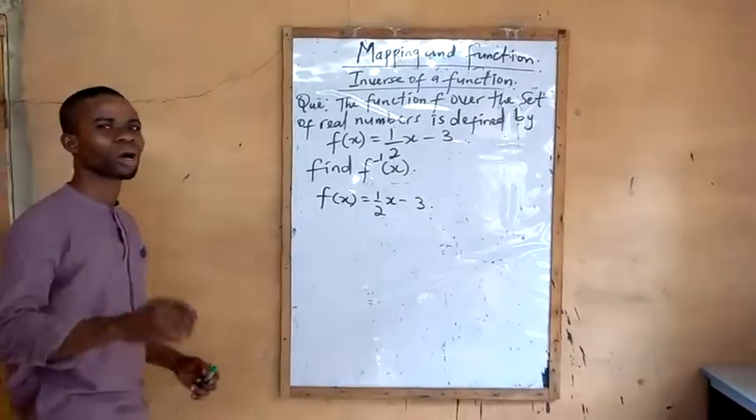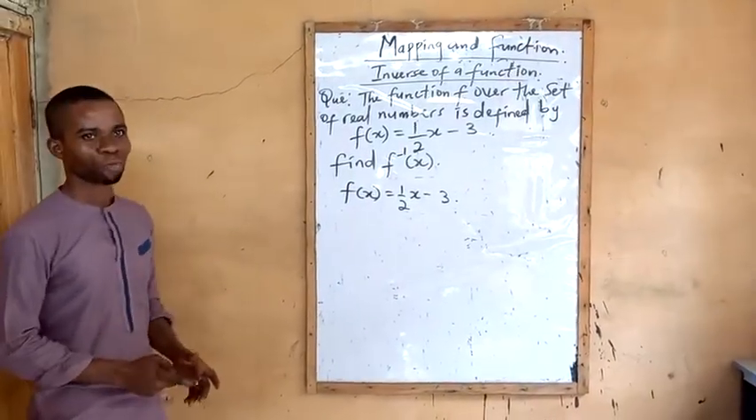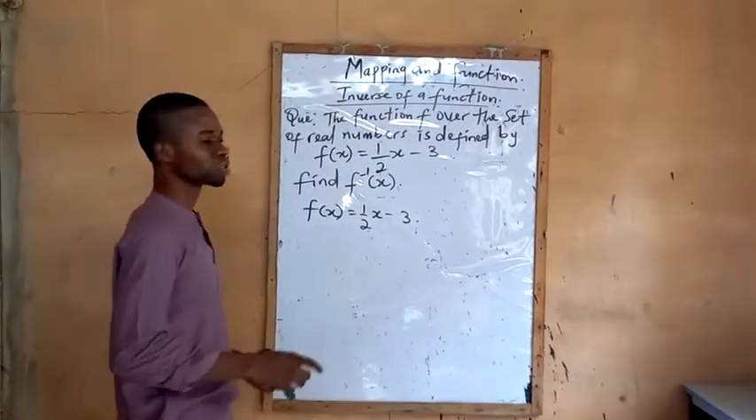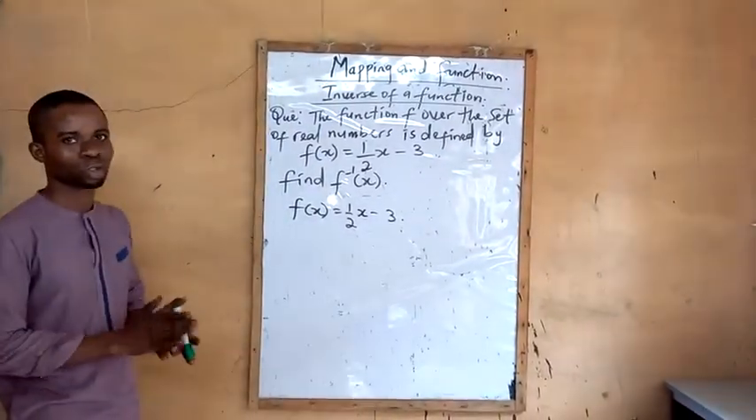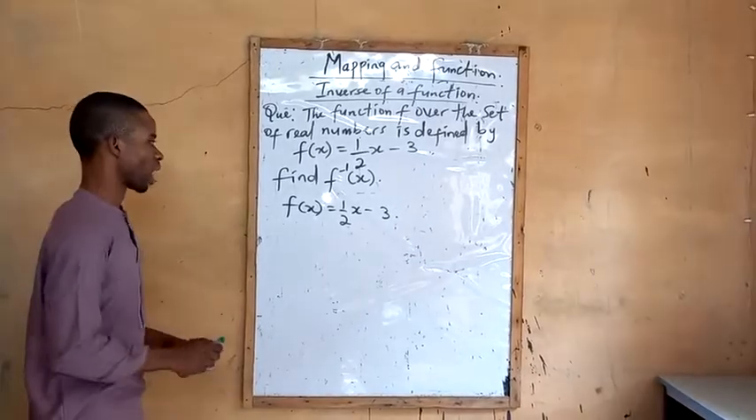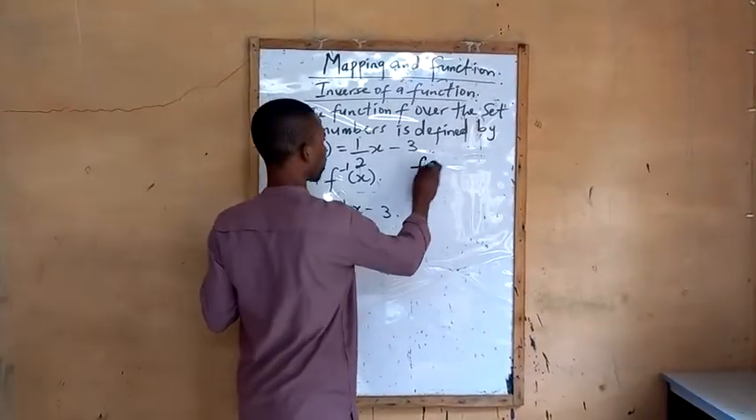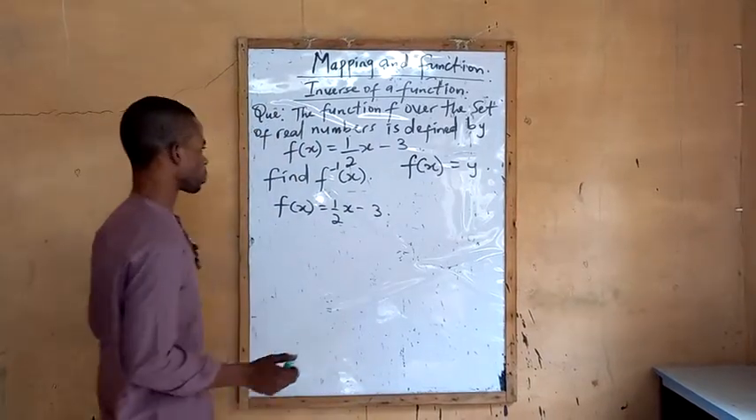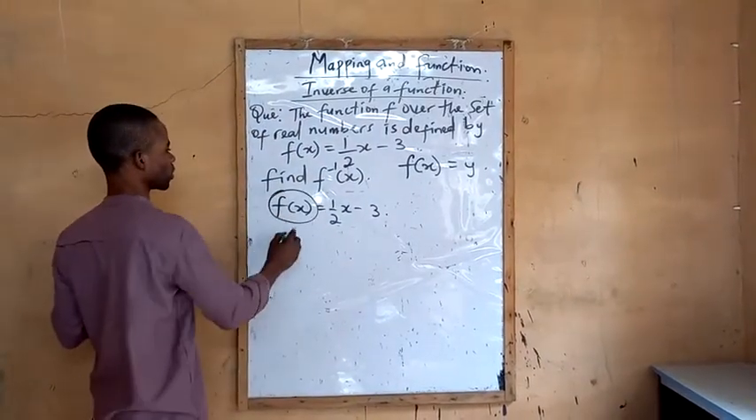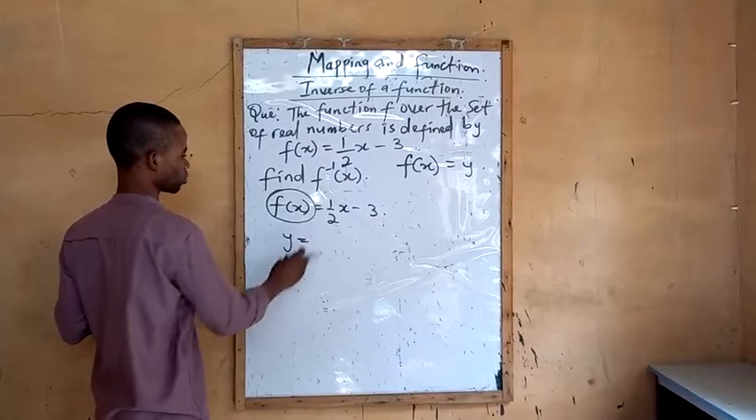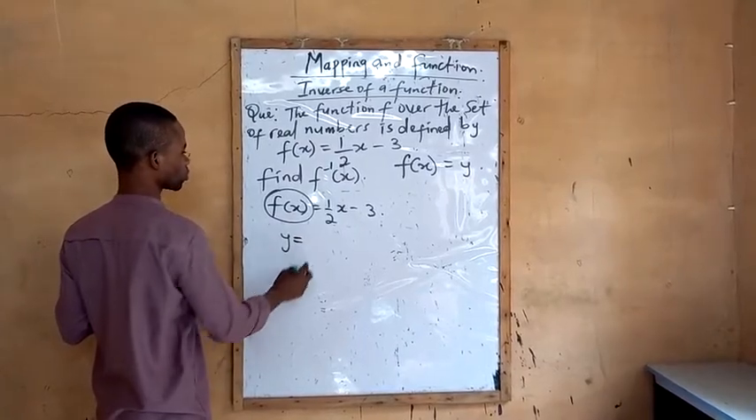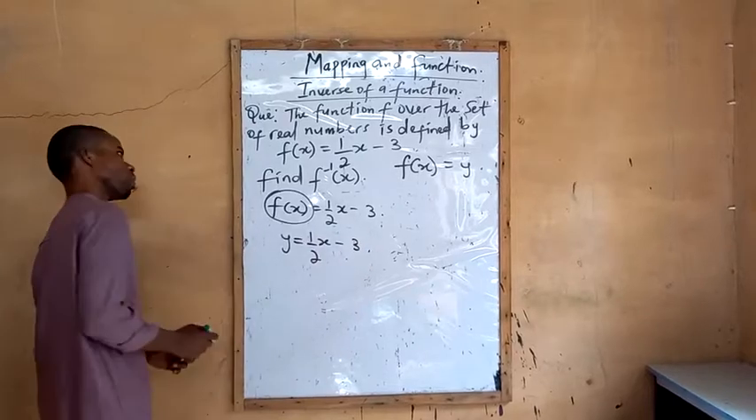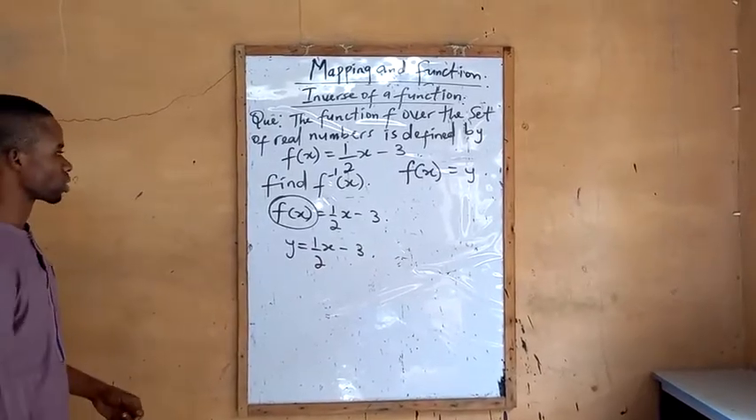Now, anytime you are asked to find the inverse, the first thing you do is make x the subject of the formula. And how do you do that? I told you that whenever you see f of x, it also means y. So this means y equals 1 over 2x minus 3.